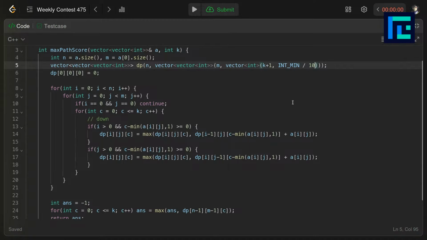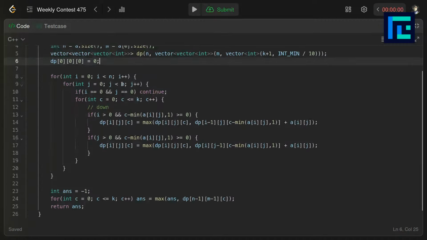Why INT_MIN by 10? Because sometimes when you add stuff, you don't want overflows, right? So this is going to be my negative infinity. So n into m into k plus 1. Why k plus 1? Because the cost can go from 0 to k, right? That's why I need k plus 1. Also, dp of 0, 0, 0 is 0, as we discussed. That's our base case. Fine.